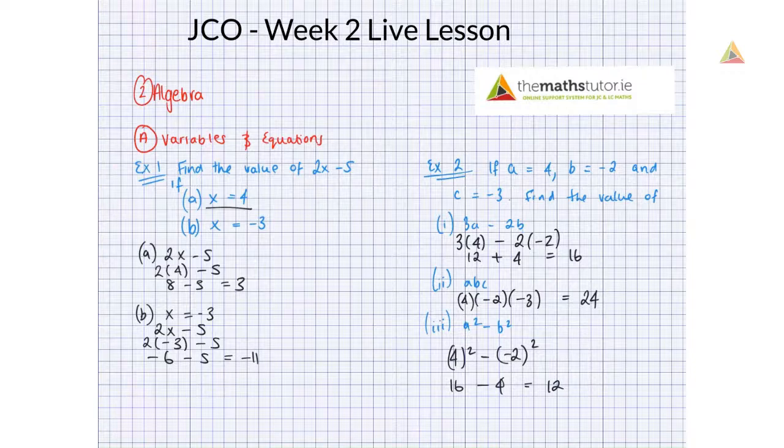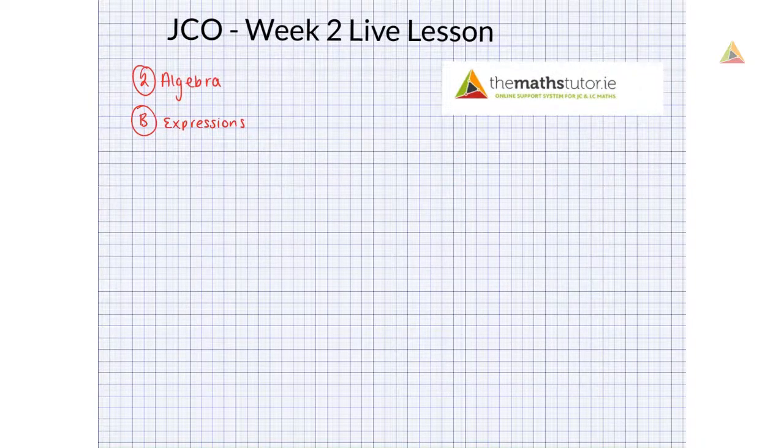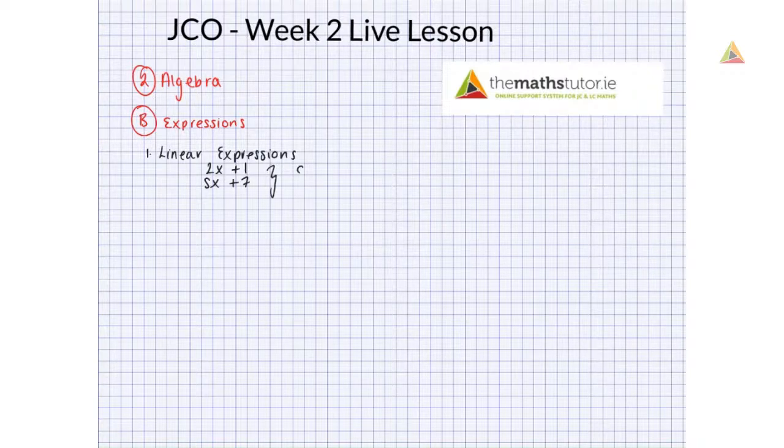So we're going to move on to the second section now, which is expressions. So I'm just going to write out a couple of examples of expressions, just so you'll be able to recognize them. So the first type is a linear expression. Now, when you see a linear expression, they're usually in a line, kind of self-explanatory. So something like 2x plus 1 or 5x plus 7. So they take the format ax plus b, where you have a number attached to an x and then just a constant like that. So that's a linear expression.